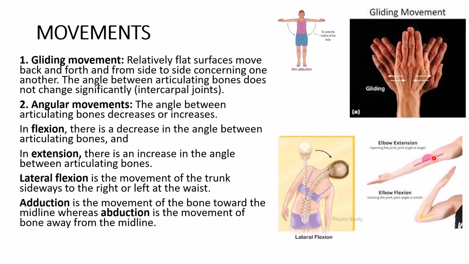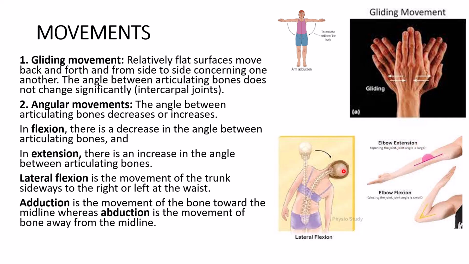This is the angle of 180 degrees. But when we decrease the angle, you can see here in the diagram that this is one bone and these are the other bones. So when we decrease the angle between the articulating bones, this is called flexion. This is the decrease in the angle, and this is the increase in the angle between the articulating bones. This is called extension.